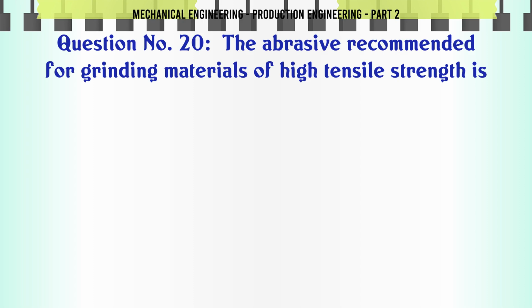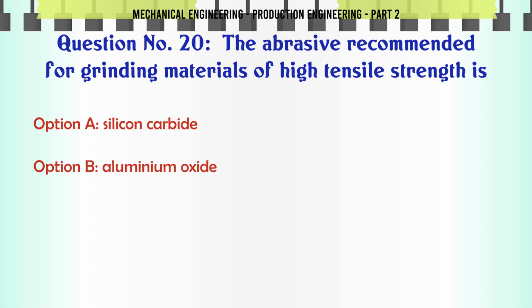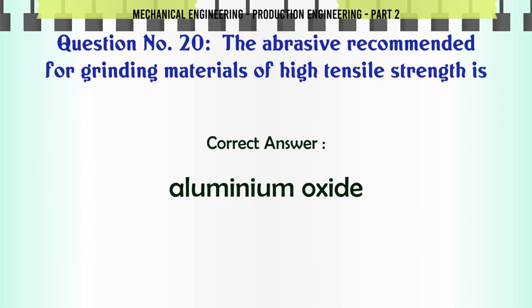The abrasive recommended for grinding materials of high tensile strength is A. Silicon carbide. B. Aluminium oxide. C. Sandstone. D. Diamond. The correct answer is aluminium oxide.